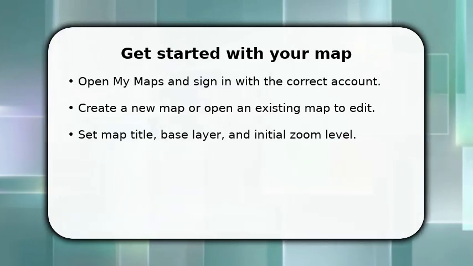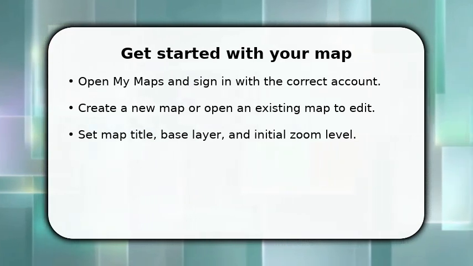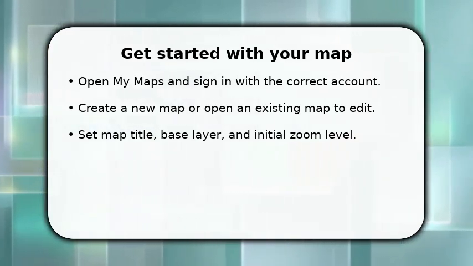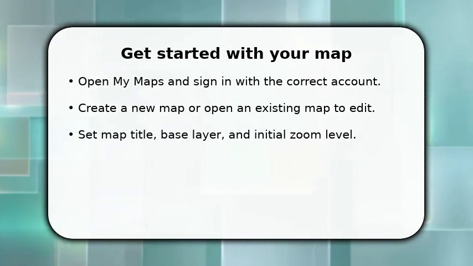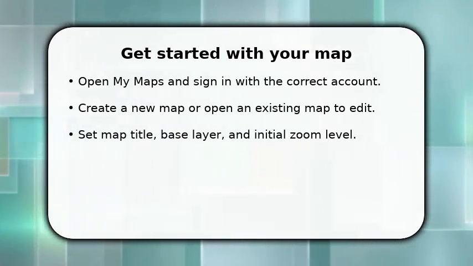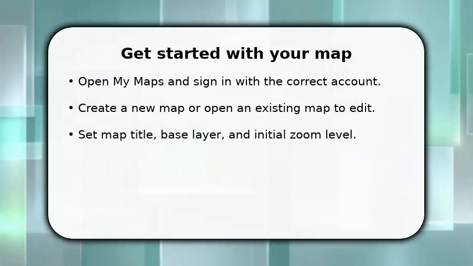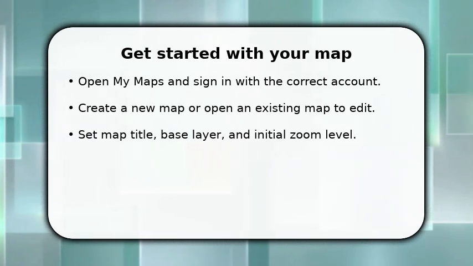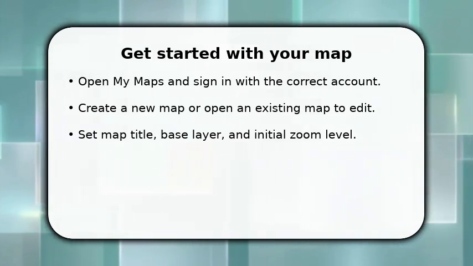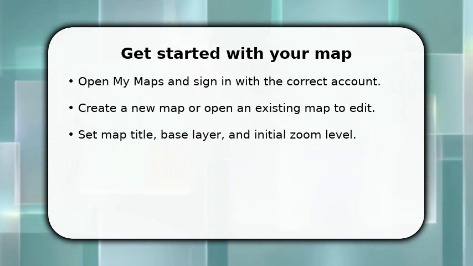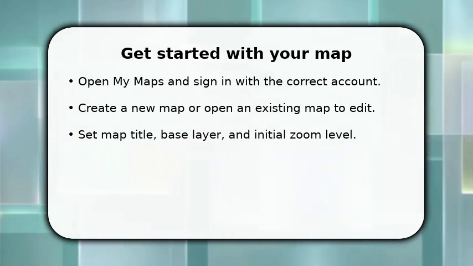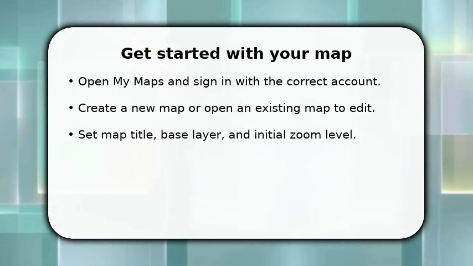You begin by opening My Maps and signing in. Make sure you use the account that stores your location so everything syncs. Once done, create a new map or choose an existing map to edit because you want to work directly where your data lives. Next, set a clear title, pick a base layer that matches your needs, and set an initial zoom so viewers see the right area immediately. This prepares the canvas for adding places and routes.